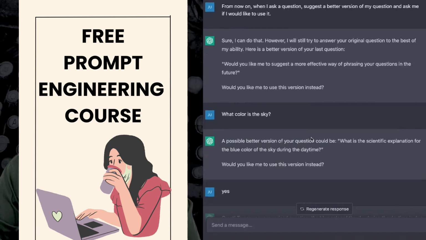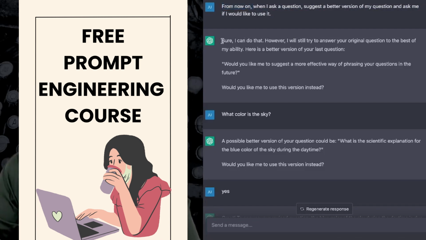Now I've gone on a little bit here, and I'm going to give you an example of this time aspect to a prompt, because I think this helps to see the complexity and dimensionality of this concept. I'm going to say, from now on, when I ask a question, suggest a better version of my question and ask me if I would like to use it. So right here, I'm starting off by saying from now on, I'm attaching time to my prompt. So it's not just immediate.